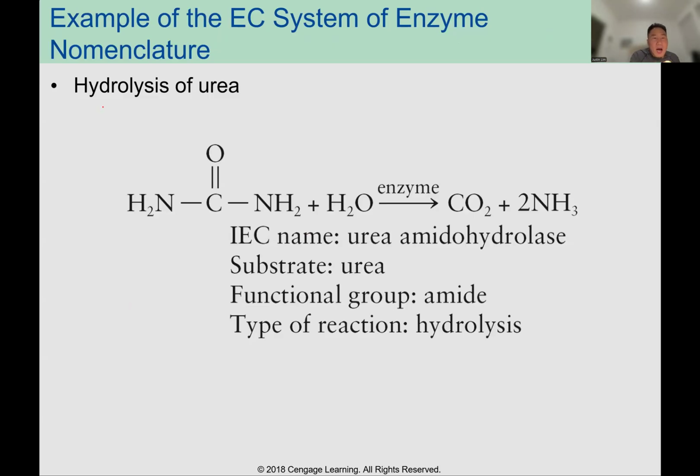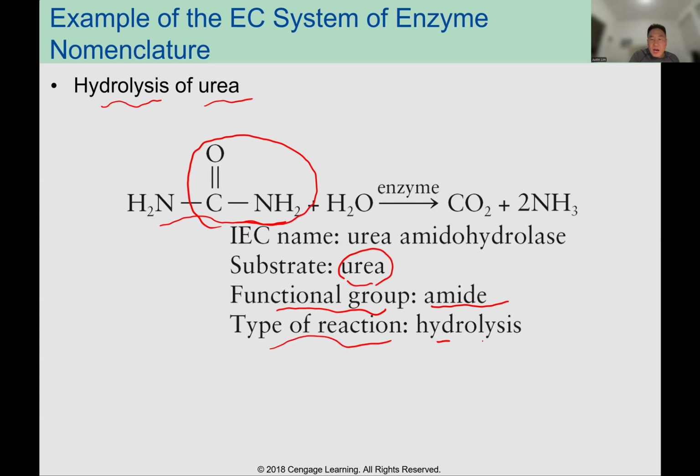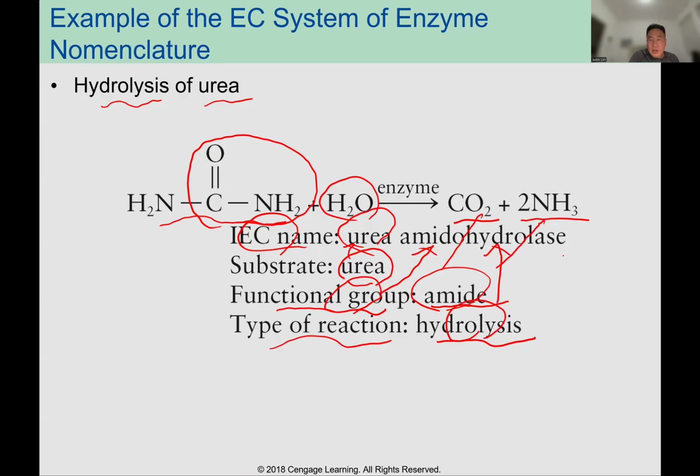For example, hydrolysis of urea. The substrate is urea. The functional group is RCONH2, that's an amide. The type of reaction is hydrolysis. Then you can generate carbon dioxide and two moles of ammonia. So the EC name: urea is the substrate name, amido is the functional group, and hydrolysis is the type of reaction, with the ending -ase. So that's urea amidohydrolase.